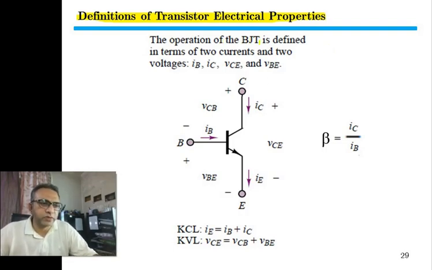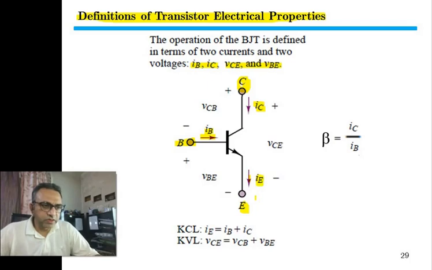The operation of the BJT is defined in terms of two currents and two voltages, that is IB, IC, VCE and VBE. So here is the symbolic representation. Here is the symbol of the NPN transistor. Here we have the collector terminal. The current flowing into the collector terminal is called IC, and second we have the base terminal. The current flowing into the base terminal is called IB, and third we have the emitter terminal, and the current flowing into the emitter terminal is called IE.